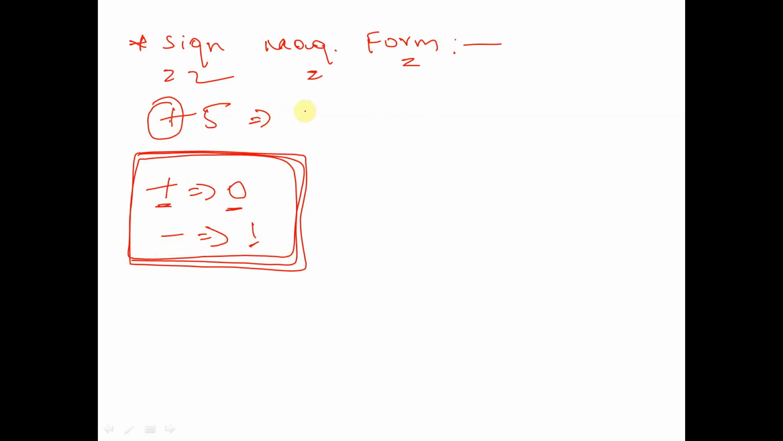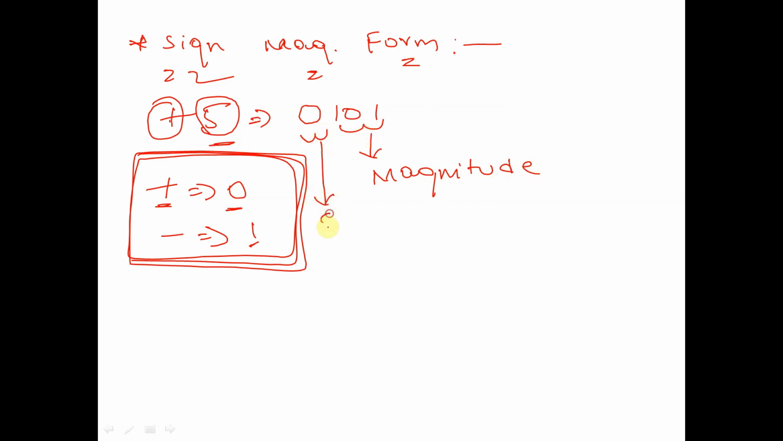So here, since it is plus, we will use 0 followed by the magnitude. The equivalent of 5 in binary is 101. So this part is the magnitude, and this part is the sign.